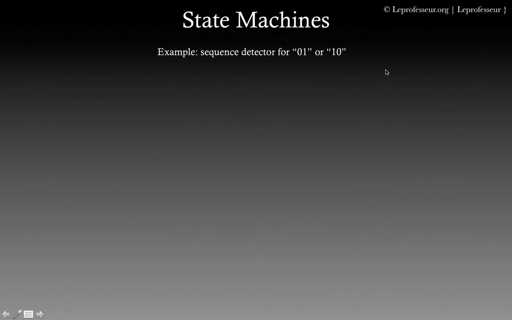Now let's take an example of a sequence detector. The objective here is to detect a sequence, either 0, 1 or 1, 0, in the input. Now let's take an example for Mealy machine. How can we do that?